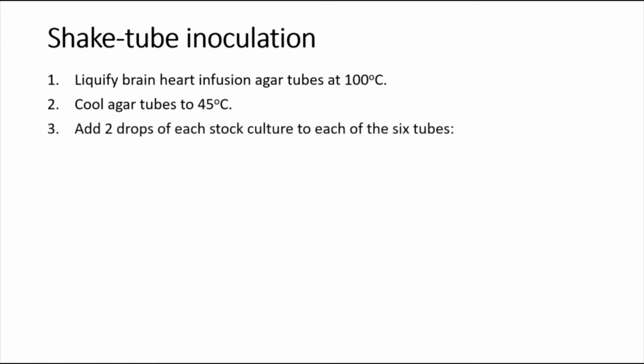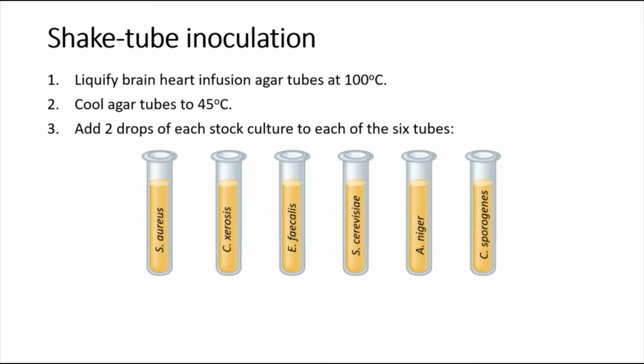Once the tubes are cooled, then we add 2 drops of each of 6 stock cultures to the tubes. So there are 6 separate microorganisms that are worked with in this lab. We have Staphylococcus aureus, Corynebacterium xerosis, Enterococcus faecalis, Saccharomyces cerevisiae, Aspergillus niger, and Clostridium sporogenes. And by the time you look at the results for this lab, you should be able to tell what oxygen requirement is assigned to each of these species.